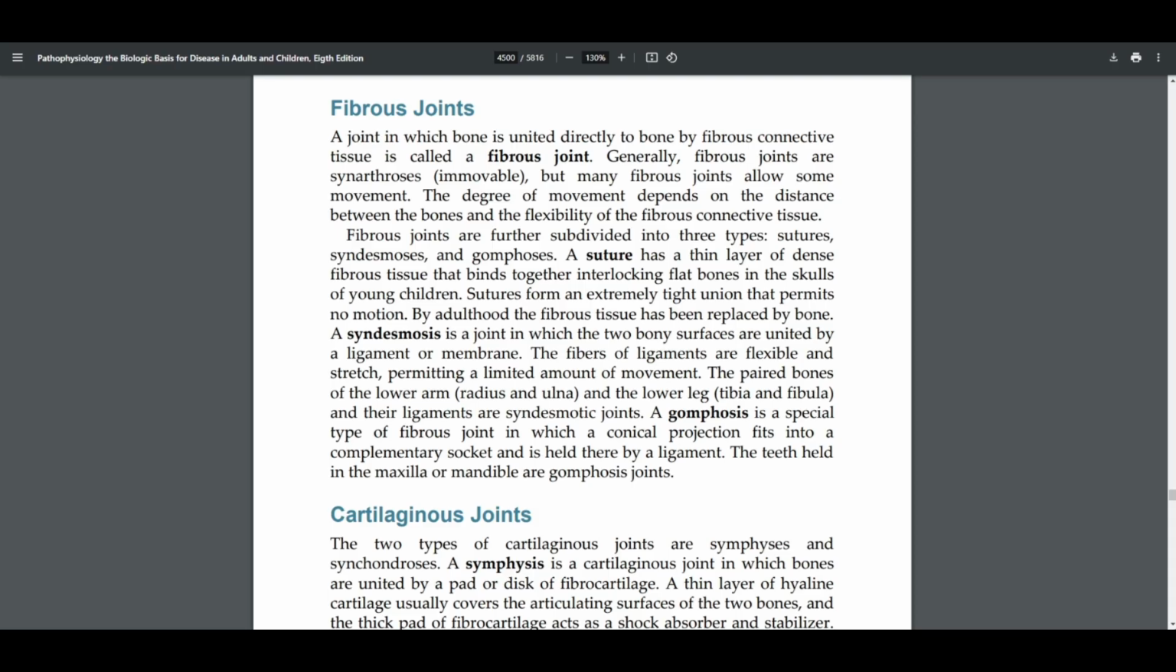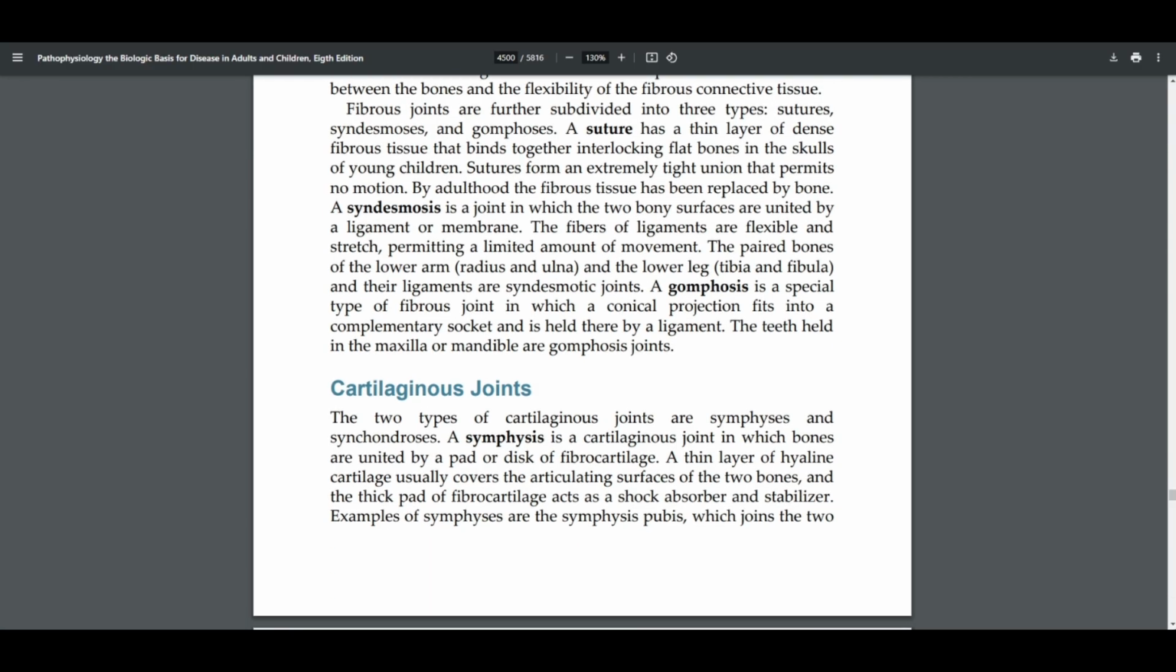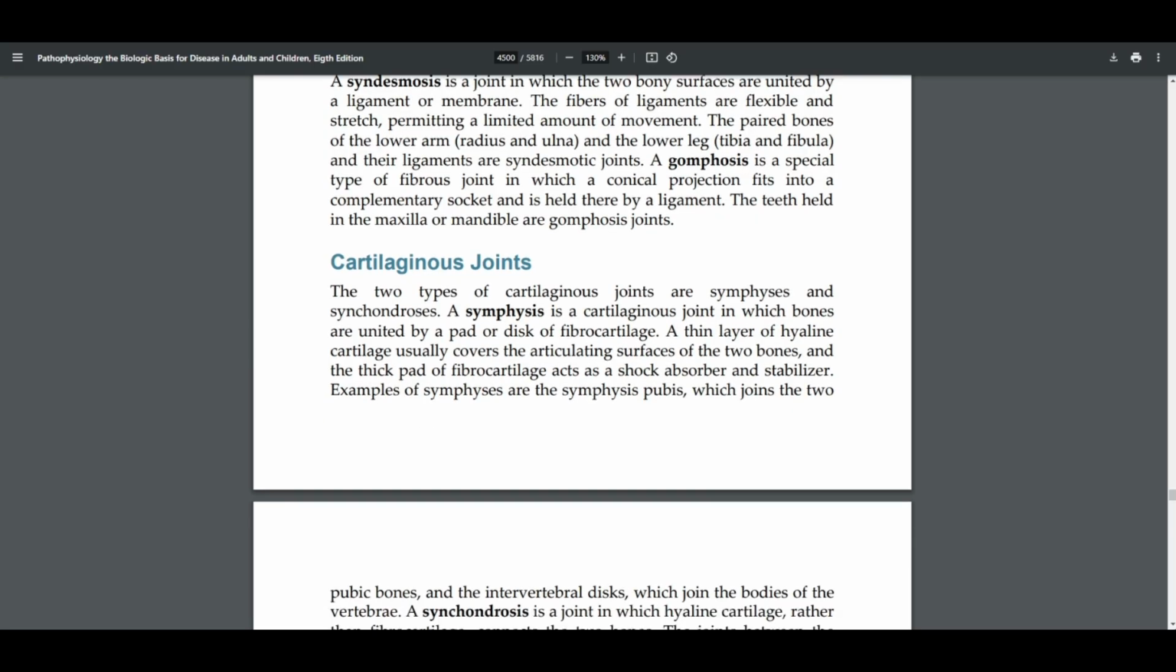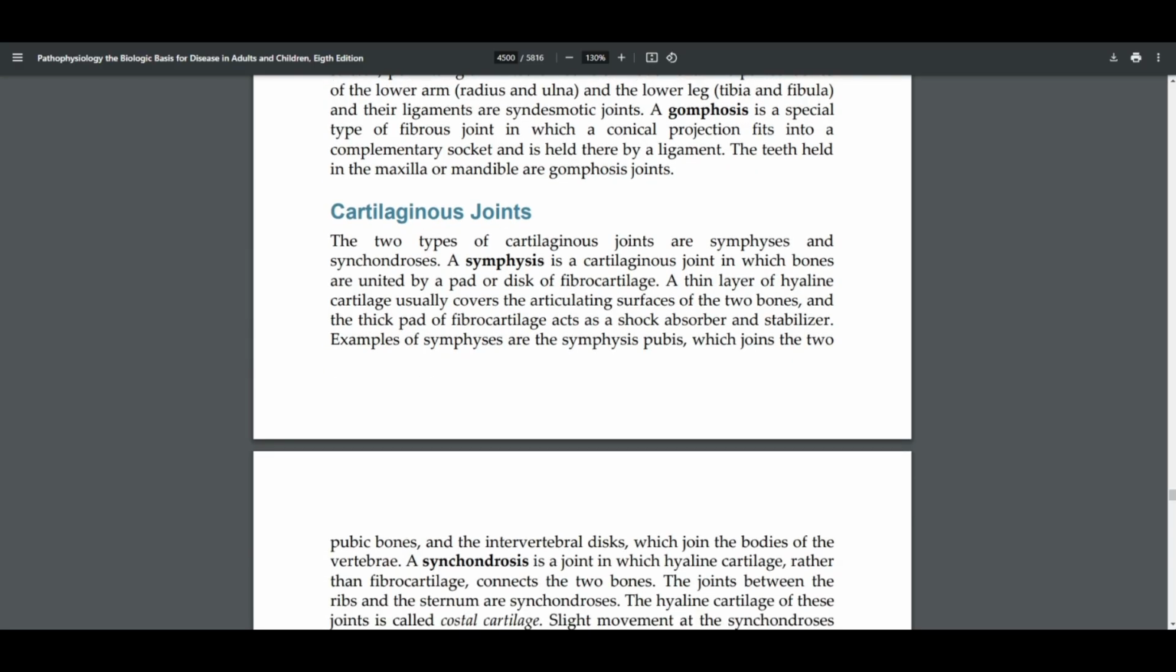A syndesmosis is a joint in which the two bony surfaces are united by a ligament or membrane. The fibers of the ligament are flexible and stretch, permitting a limited amount of movement. The paired bones of the lower arm and the lower leg and their ligaments are syndesmotic joints. A gomphosis is a special type of fibrous joint in which a conical projection fits into the complementary socket and is held there by a ligament. The teeth held in the maxilla or mandible are gomphosis joints.